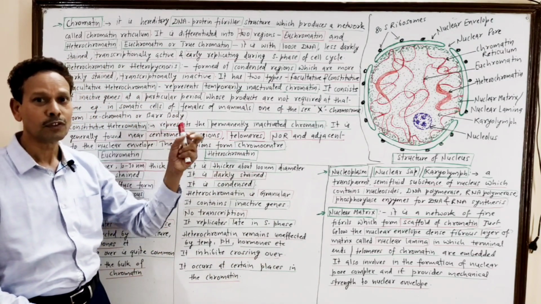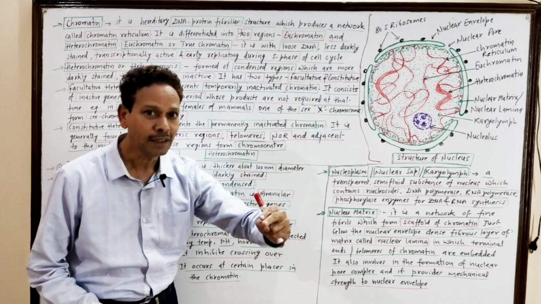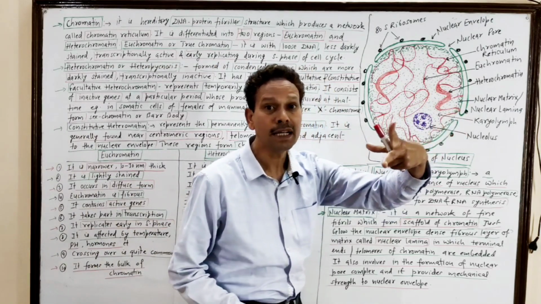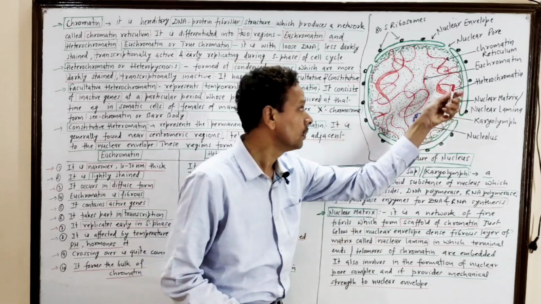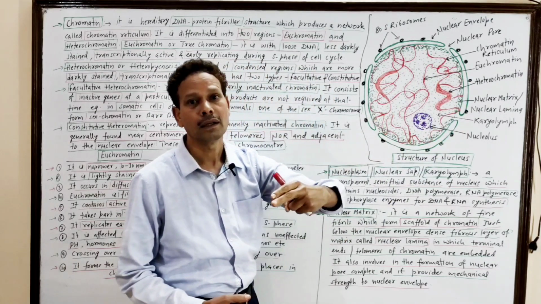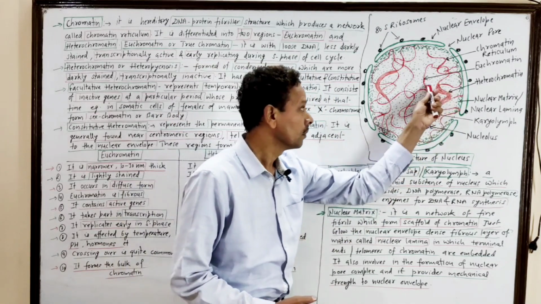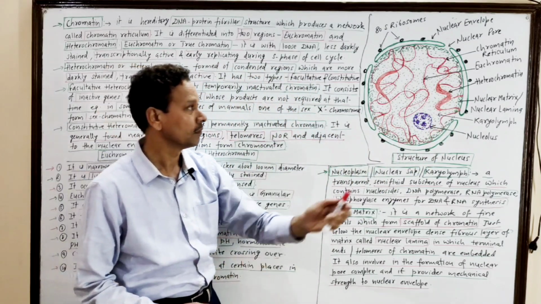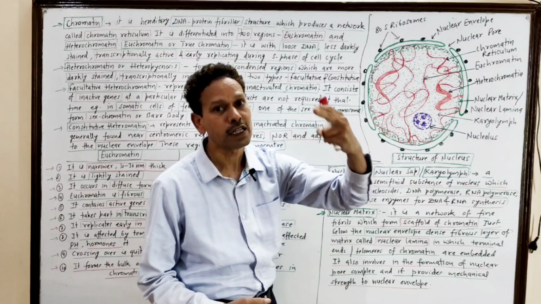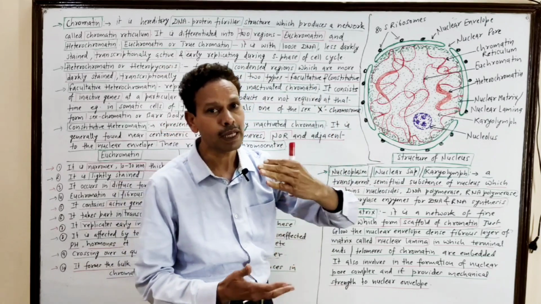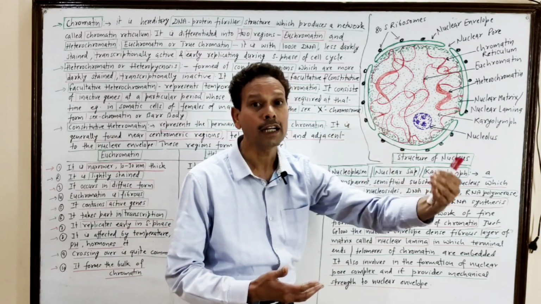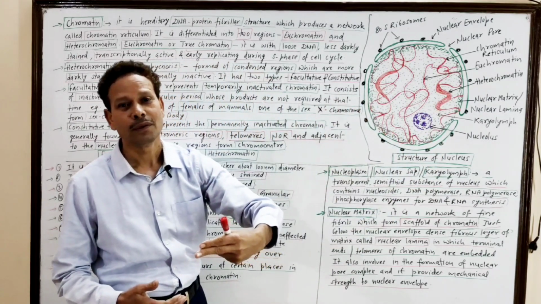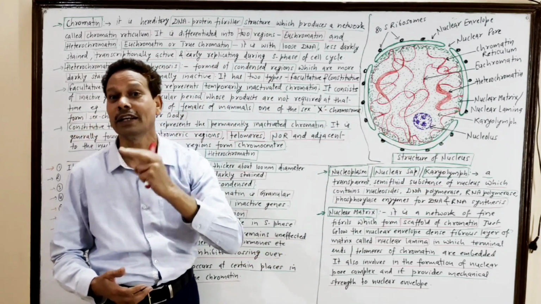Now note down, heterochromatin, this condensed, darkly stained chromatin, is transcriptionally inactive. Its two forms: one is facultative, meaning temporarily inactivated chromatin, and second is constitutive, which is permanently inactivated chromatin.